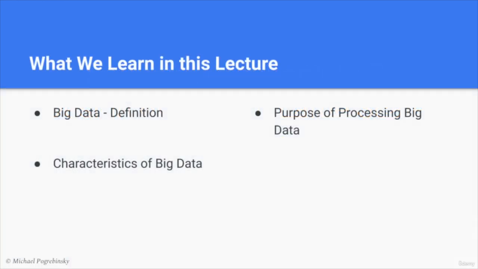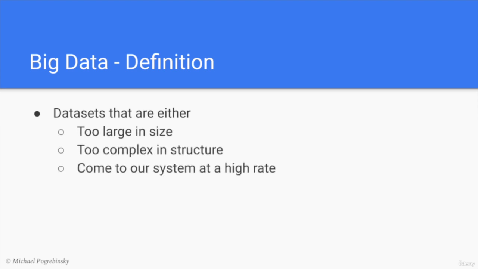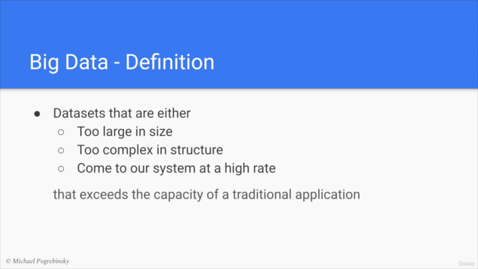In this lecture, we're going to get an introduction and motivation for big data processing. So let's start with describing what big data means. Big data is a term used to describe datasets that are either too large in size, too complex in structure, or come to our system at such a high rate that exceeds the capacity of a traditional application to process it fast enough to provide any value.